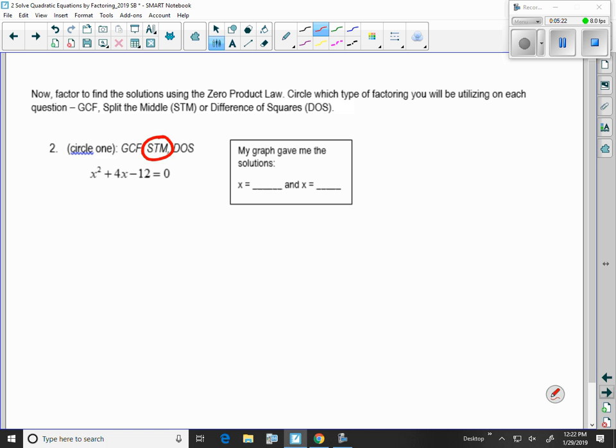For split the middle, I would take my A, which is 1, and my C value. 1 times negative 12 is negative 12. I'm going to do this over here, and I would find all my factors. 4 and 3, 6 and 2, 12 and 1. Which set could add to positive 4? 2 and 6, but which of them is going to need to be negative? 2, because I can do 6 minus 2 and get positive 4. Tracking? Yes. Okay, so let's go ahead and split our middle.